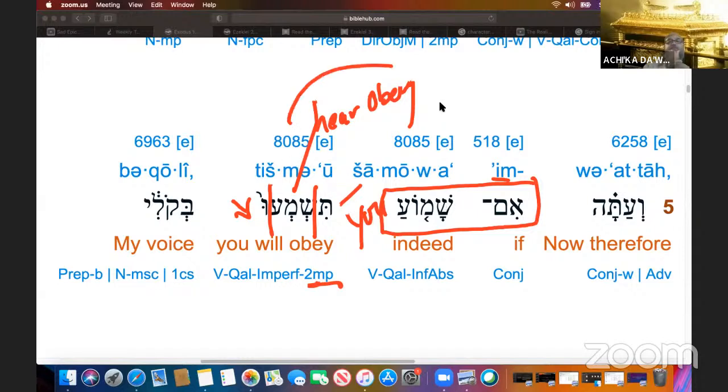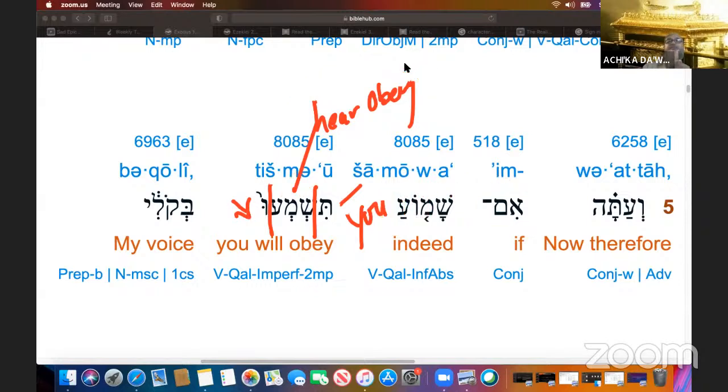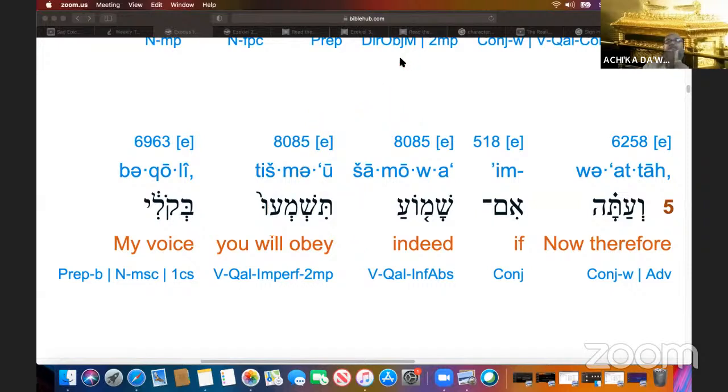So Tishmeru and Shemoah are the same thing. Here's the shin, here's the mem, here's the ayin. Here's the shin, here's the mem, here's the ayin. They just put this yod right here to throw you off a little bit. You would think tishma'u and the shamor are different, and they're not. They're exactly the same. He's really saying, listen to what I'm saying.